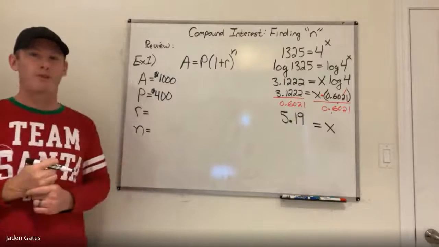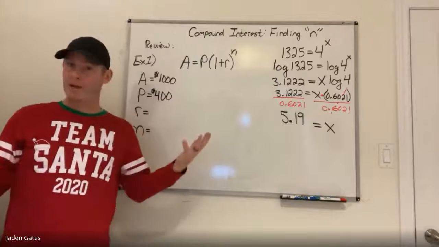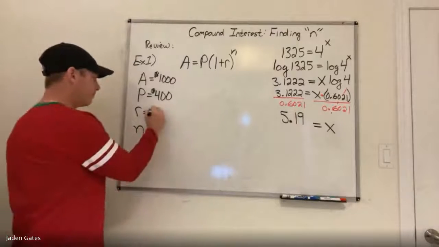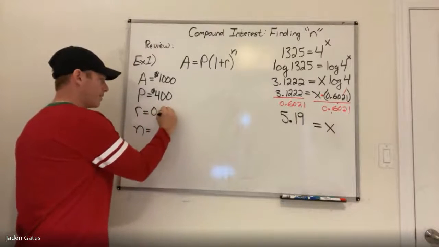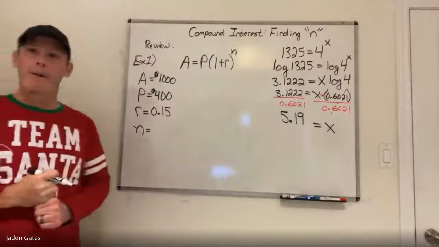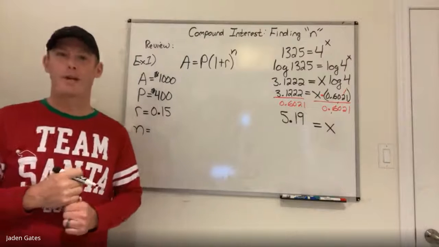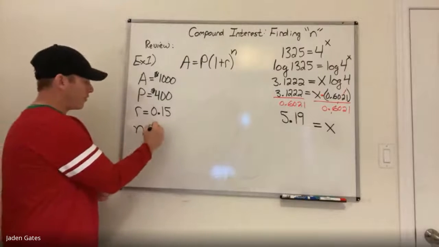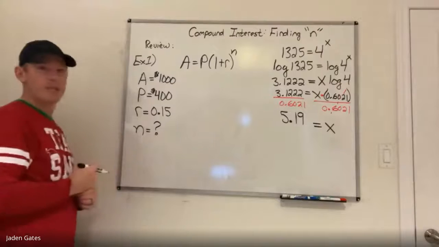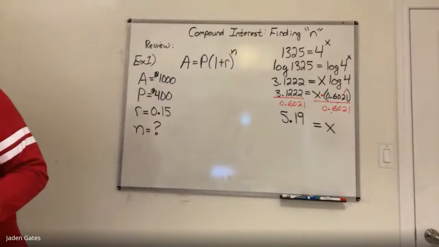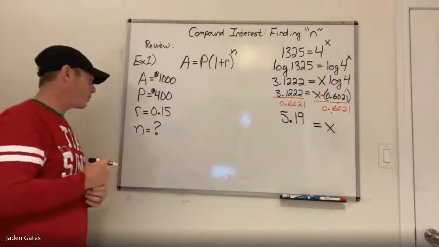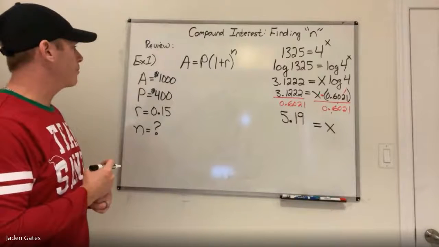Our interest rate is 15%, and that is compounded annually, which means the only thing I have to do is take that 15%, convert it to a decimal, again, dividing by 100%, and I get 0.15. Again, don't have to do anything with that because this is the simpler one where it's compounded annually. But we are trying to figure out how many times the interest is added, which will tell us how long it will take.